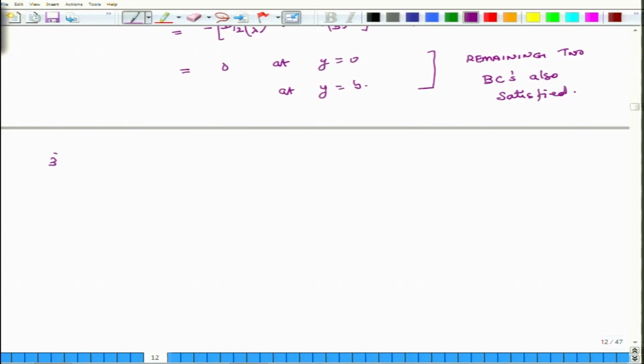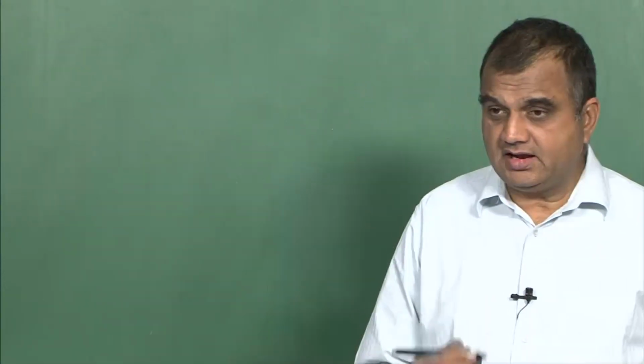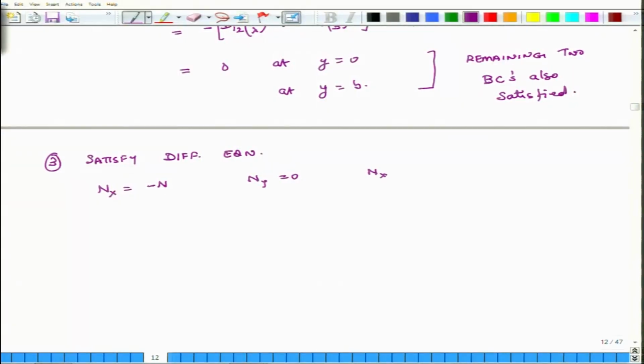The third thing is we have to ensure that it should satisfy the differential equation. Now, in the differential equation, the value of n x is minus n. The value of n y is 0, because it is a long plate, it has no external loads in the y direction. So n y is 0 and n x y is also 0 at all points in the system.